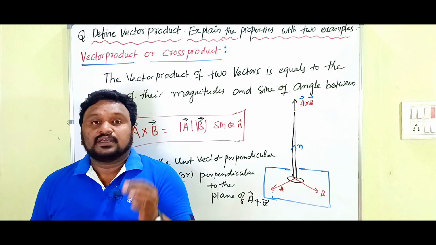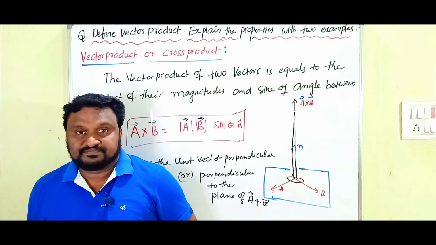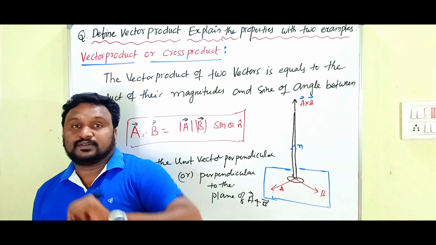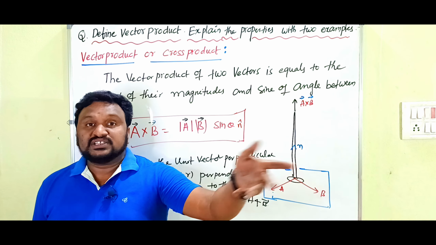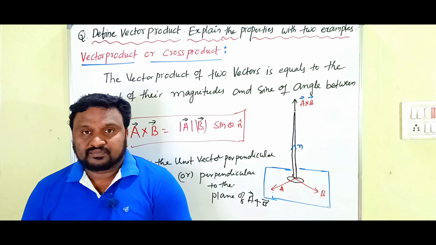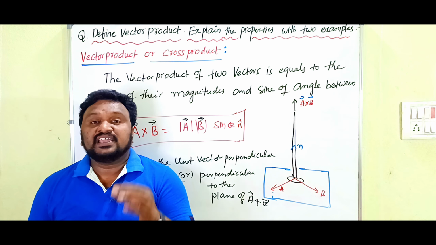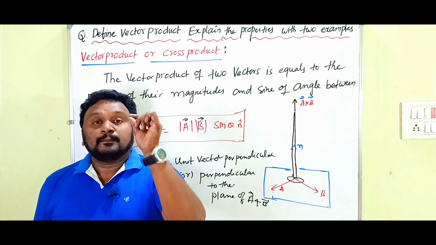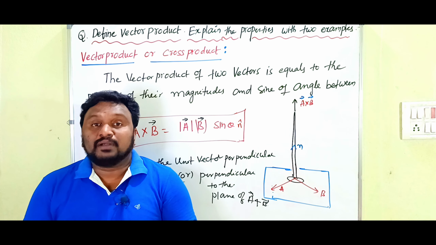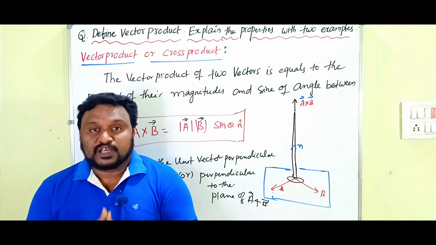Dear students, the vector product of two vectors gives another vector. If we multiply the two vectors, we get one more vector. Clear? That's why it is known as the vector product. The perfect definition is: the vector product of two vectors is equal to the product of the magnitudes of the vectors and the sine of the angle between them. That should be called vector product.